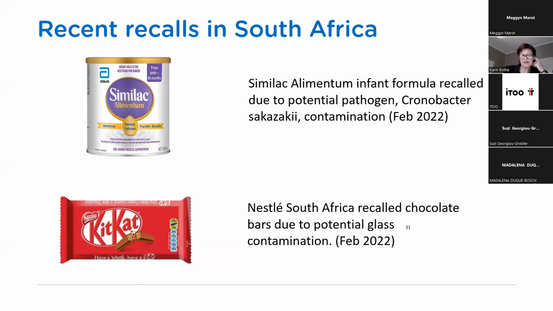And then another one where Nestle had to recall chocolate bars due to potential glass contamination. And you can see this was February this year. I think the others were in April or May. And these were only a few examples of recalls that happened this year. So there were actually quite a number of recalls recorded this year as well.